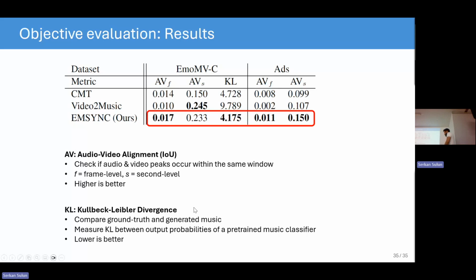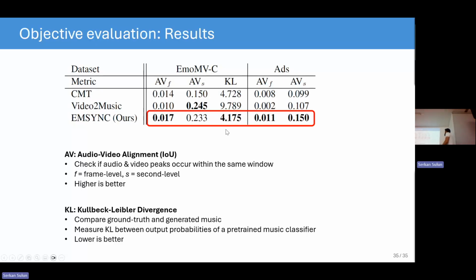The second metric is mostly used for audio generation models, diffusion models. It's a KL divergence. You compare the ground truth music to generated music, and you measure the KL distance between the output probabilities of a pre-trained music classifier. So you put the audio, the ground truth and the generated, into a classifier and compare the probabilities to see if they match. Here lower is better.